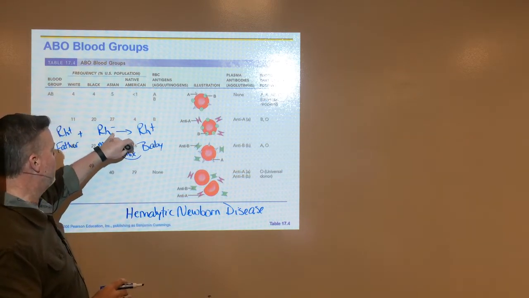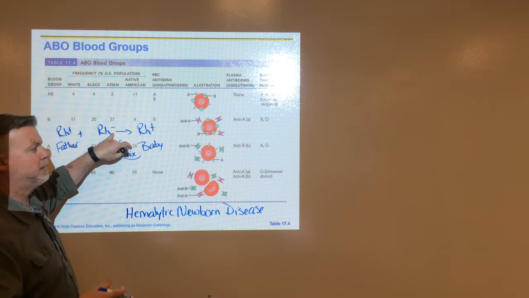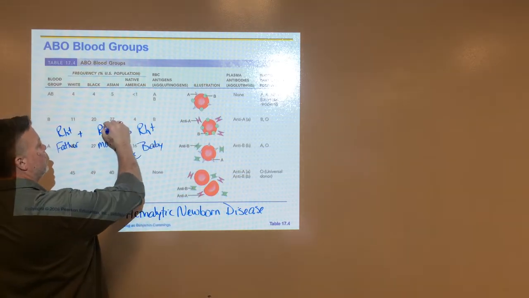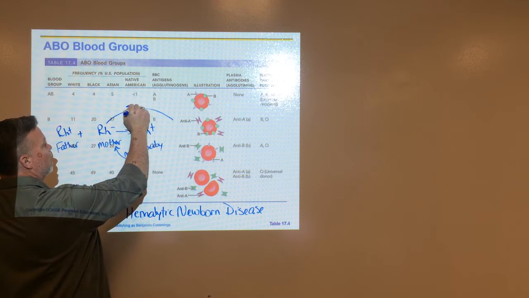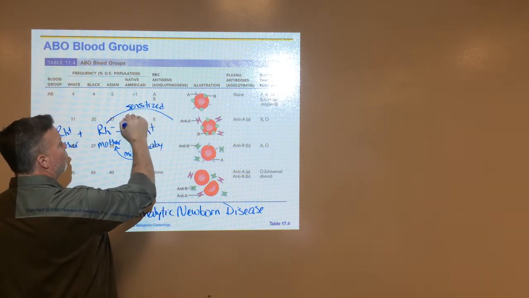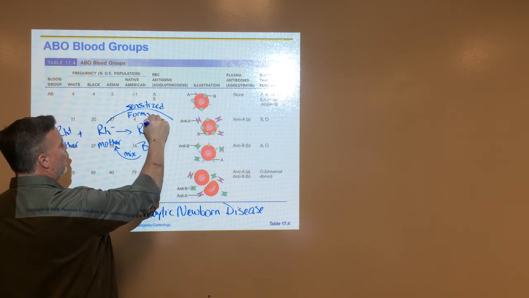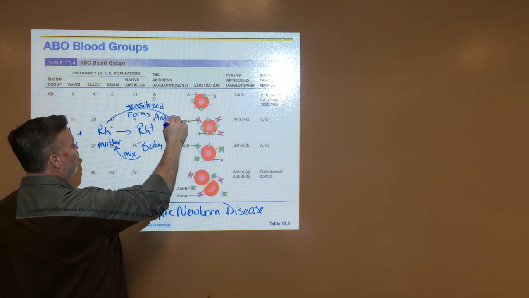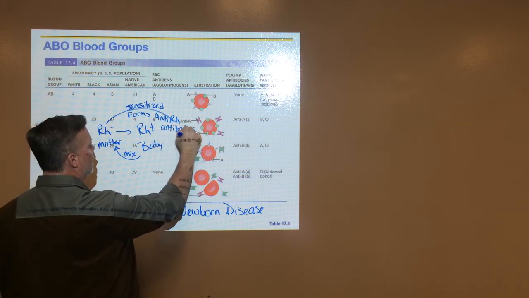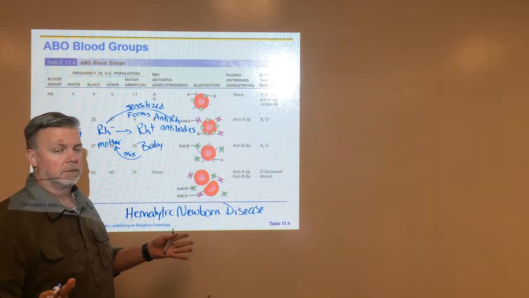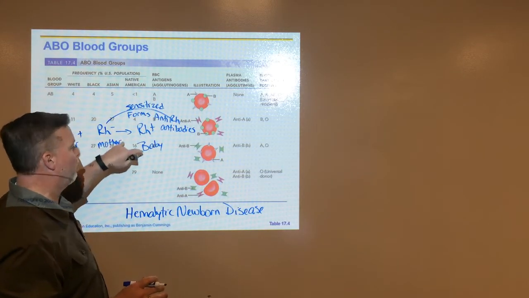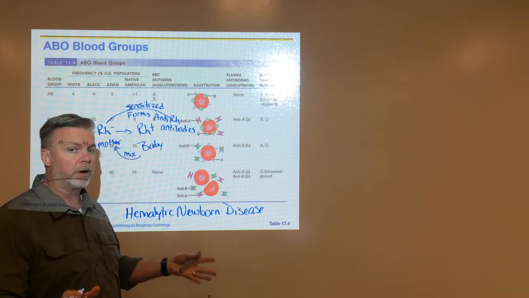Well, now all of a sudden my mother here is RH negative. She's never been subjected to this protein before. So now that she's subjected to it, she becomes sensitized. In other words, she forms anti-RH antibodies. Not a problem at this point, because baby's born, baby is fine. Mom now has anti-RH antibodies, not a problem, if the story ended there.